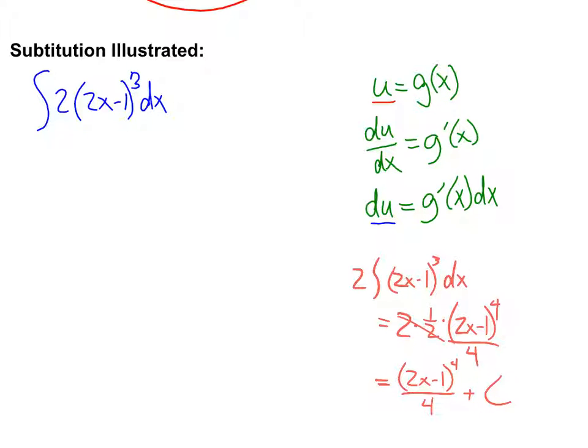Now, here's the cool thing. I'm going to get the same answer. I'm just going to get to the answer a slightly different way. Now, I will tell you that this method here, when you've got a linear function inside, is slightly faster. And in some cases, it's a lot faster. But let's take a look at what we're doing here.